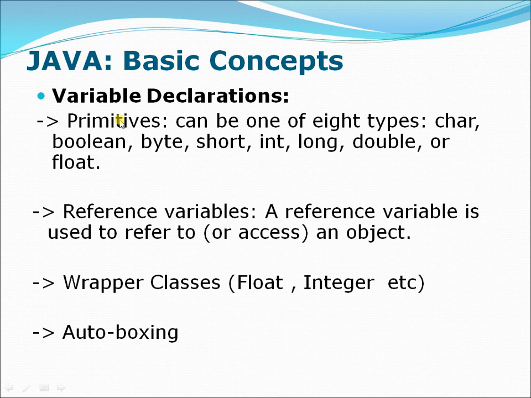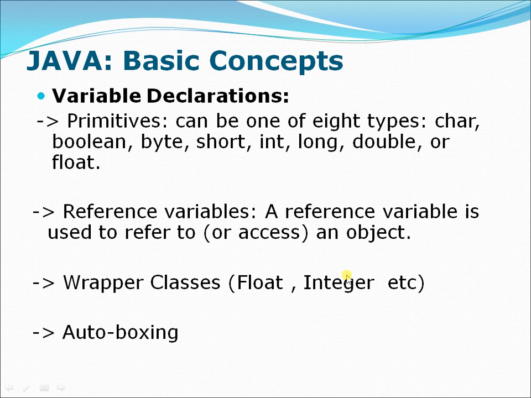Okay, so primitive can be one of the 8 types: char, boolean, byte, short, all the things. Reference variable, what are those called? Object, as we discussed. Animal, dog, you will create many classes, right? So the objects you create of those will be called your reference variables. What is the third one? Wrapper class, which is nothing but capital F Float, Byte, all those things we have seen. What is the last one? Auto boxing. What is auto boxing? Conversion of wrapper to primitive or vice versa.